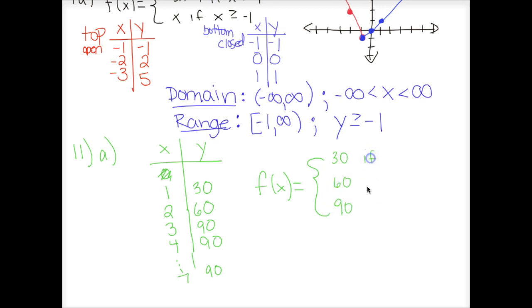So then you have to write your domain restrictions. Whenever you write a piecewise function, 30 if x is between 0 and up to and including 1. So meaning if you run it for a half day, 3/4 of a day, or a full day, the charge is going to be 30. 60 is going to be the charge if it's bigger than 1 and less than or equal to 2. So between 1 but not including 1, because 1 is included here, and then up through and including 2.